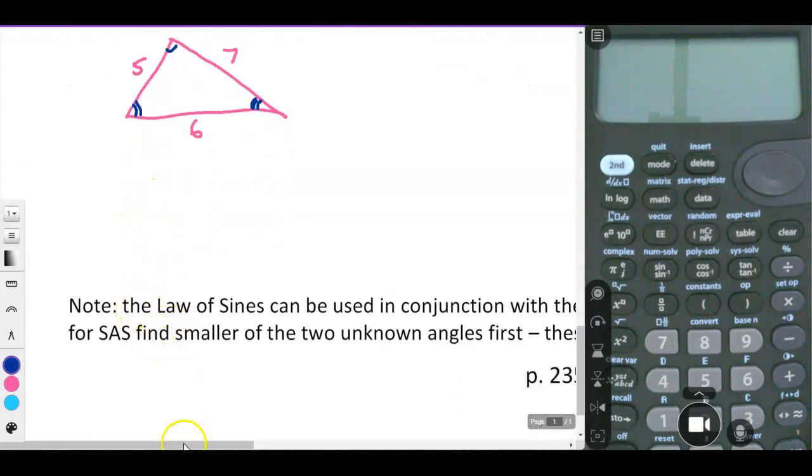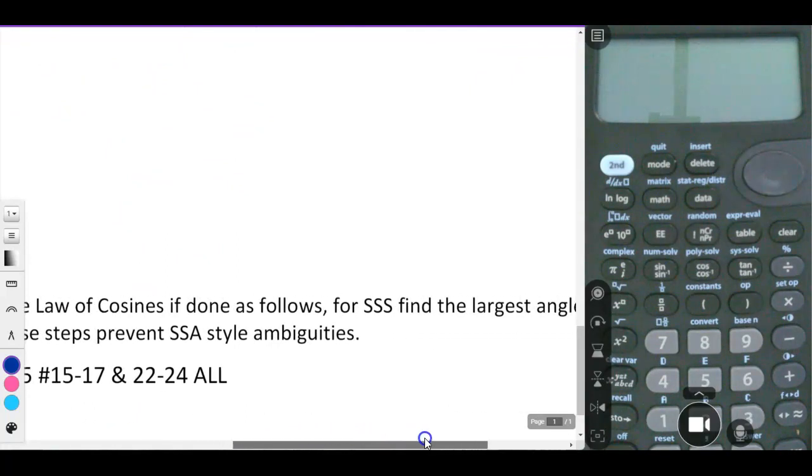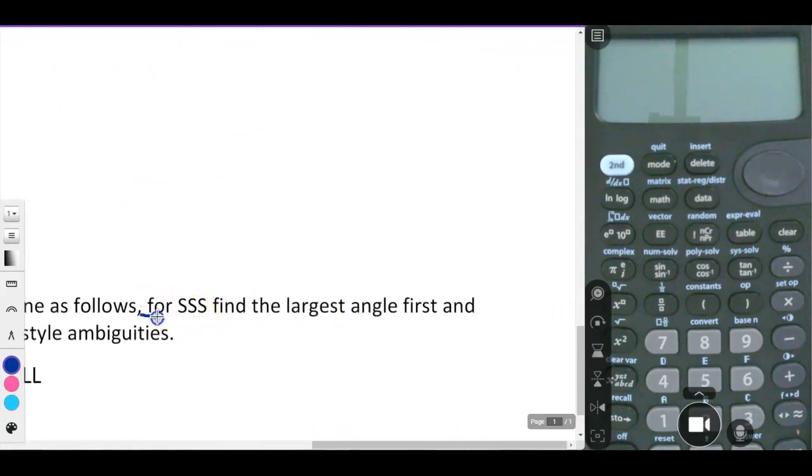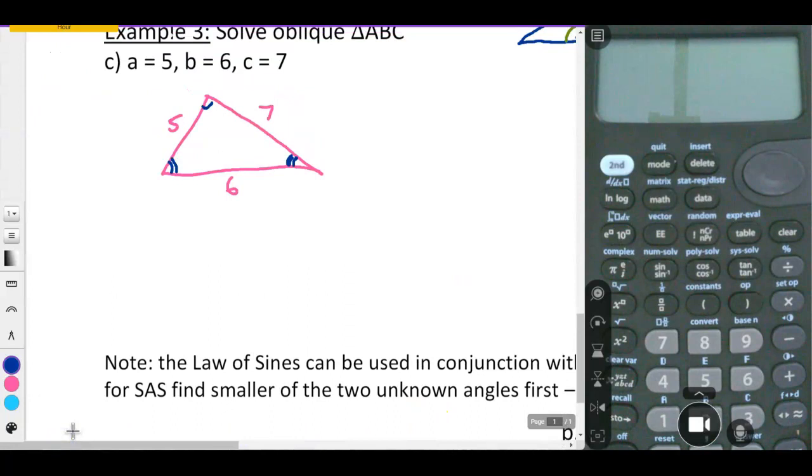Down here, it makes a little note. It says, for side, side, side, find the largest angle first. That will help you not mess up with the ambiguity of having multiple correct answers. So while it might look like I could just pick any one of these to start off with, you really want to start with the biggest angle, which of course is across from the biggest side. So whichever the biggest side is, you're going to do that angle first. So this is C. That means I'm finding angle C first. Then I can find the other two in any order I want.